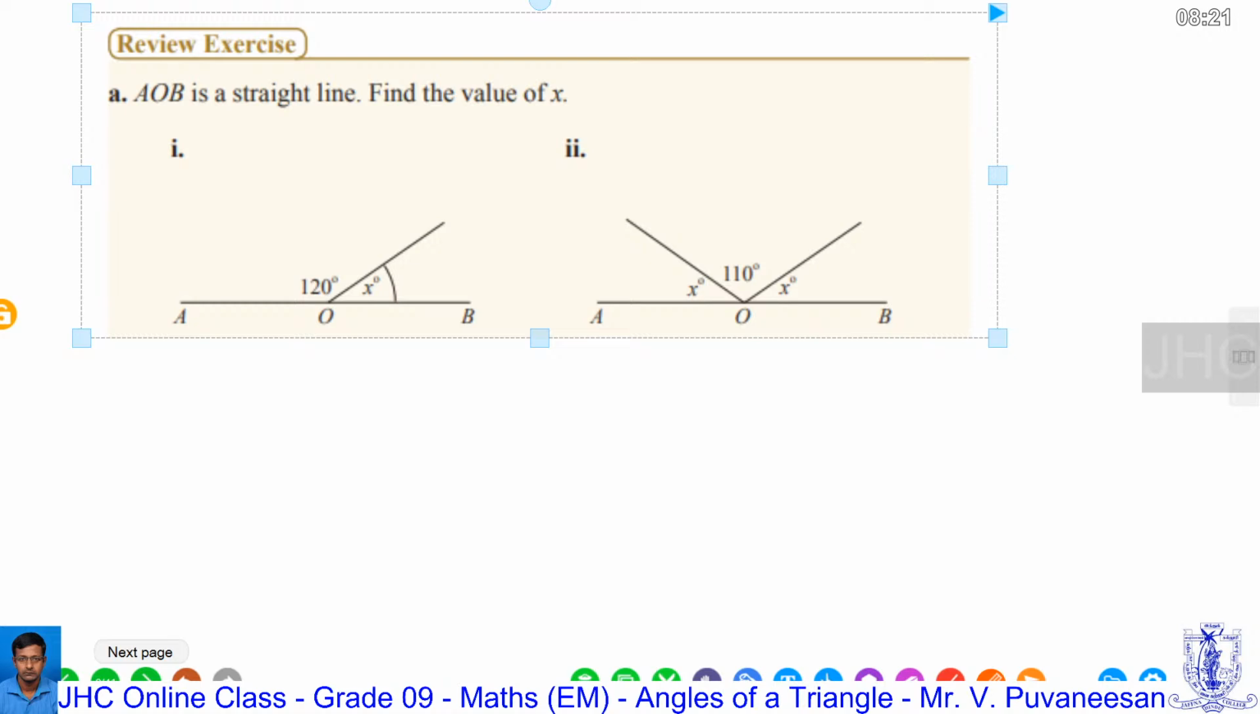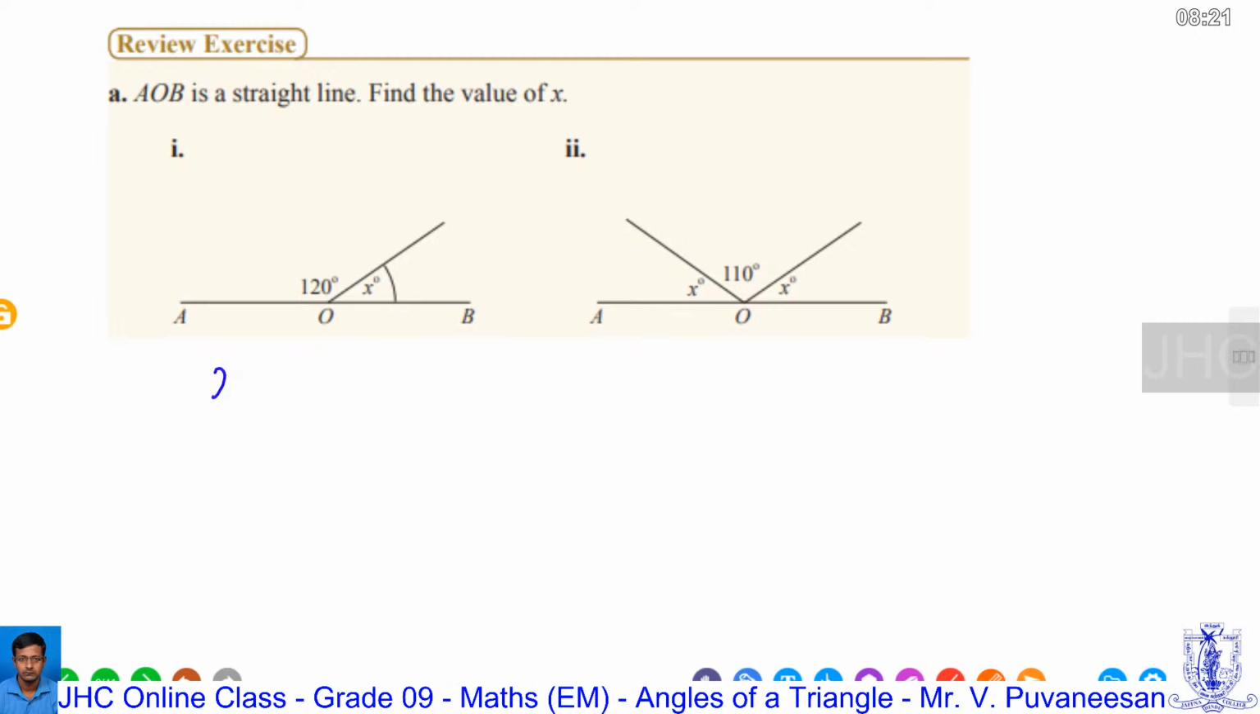So we can write x plus 120 equals 180 degrees. We already know angles on a straight line is equal to 180. So the sum of these two angles, 120 and x, is equal to 180. So we have to find x. So make x the subject. Take 120 to the other side. 180 minus 120 is equal to 60 degrees.